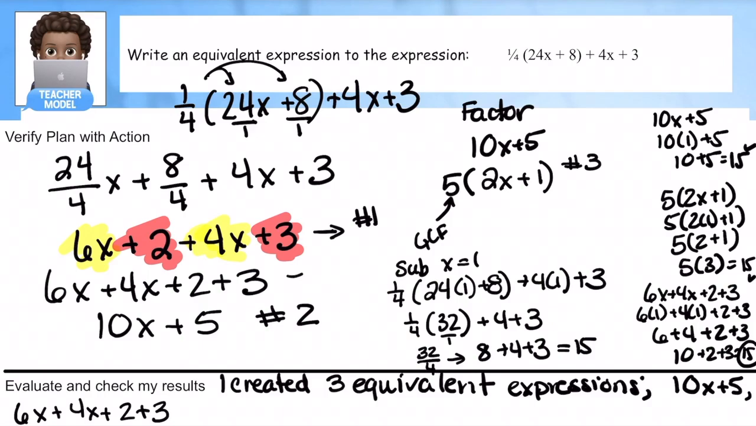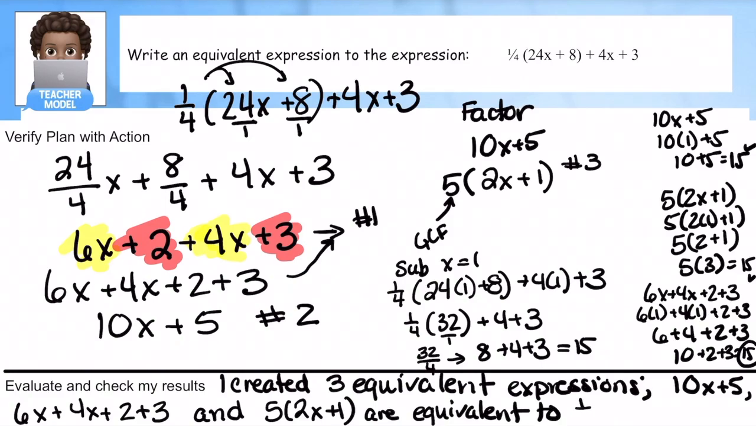So notice that these two are the same. I just moved some terms around, but the terms are exactly the same. And 5 parentheses 2x plus 1 are equivalent to, and here's my original, 1/4 of 24x plus 8 plus 4x plus 3. Mic drop. Period. We did it, Math Marvels. We were able to find 3 equivalent expressions.